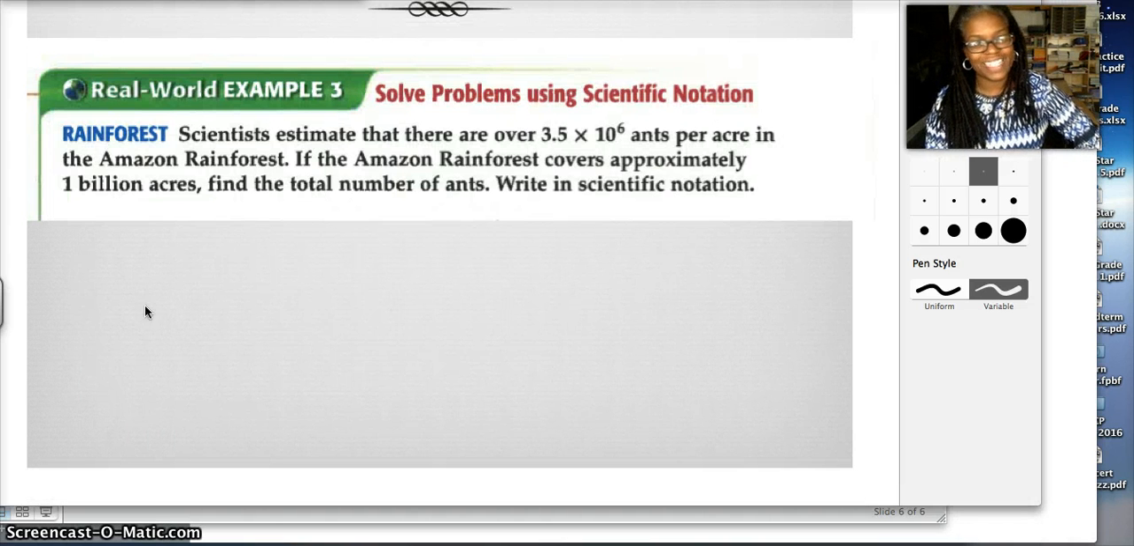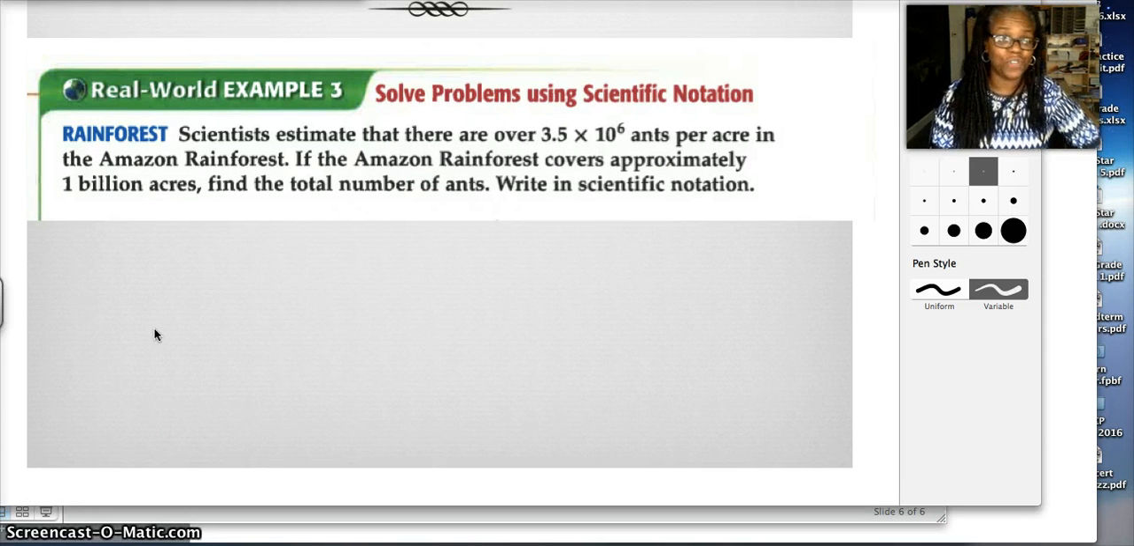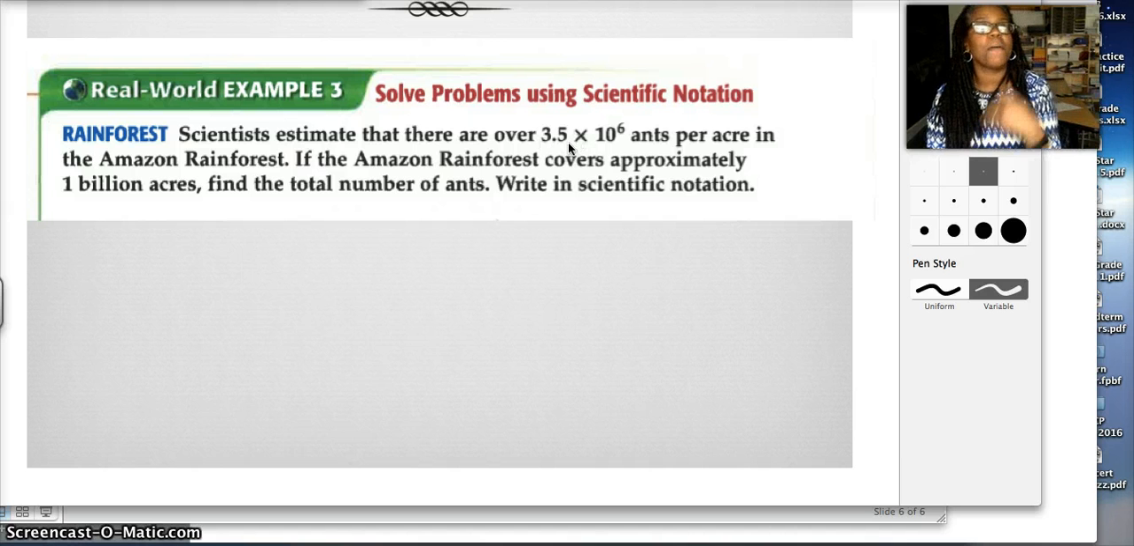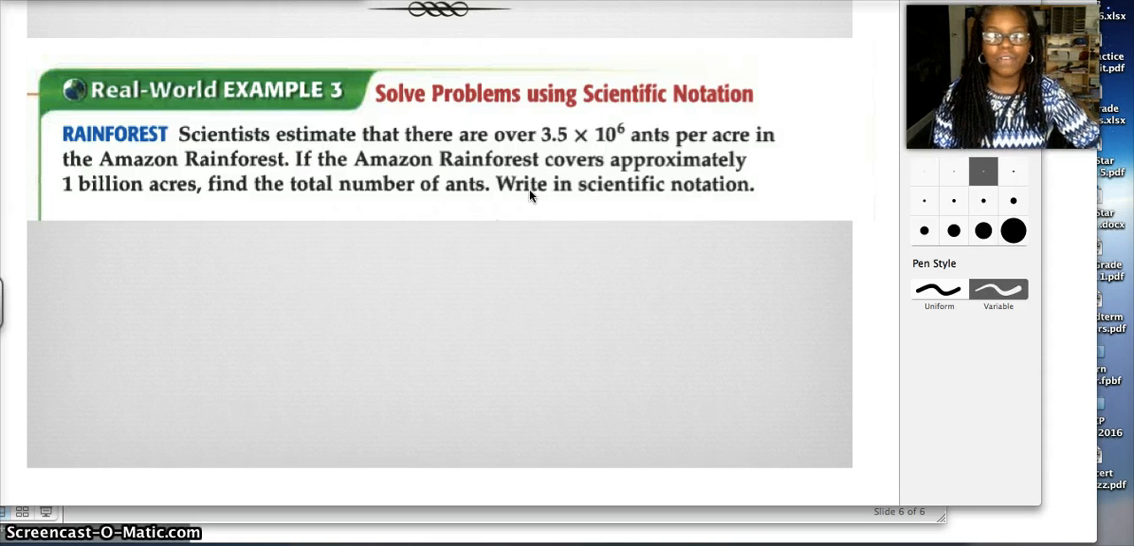All right, here we are in example 3, and we're looking at ants in the rainforest. In the rainforest, scientists estimate that there are 3.5 times 10 to the 6 ants per acre. Real quick, 10 to the 6 should already alert you to the idea of a million. So there's 3.5 million ants per acre in the Amazon rainforest. If the Amazon rainforest covers approximately 1 billion acres, find the total number of ants. And we're going to write our answer in scientific notation.